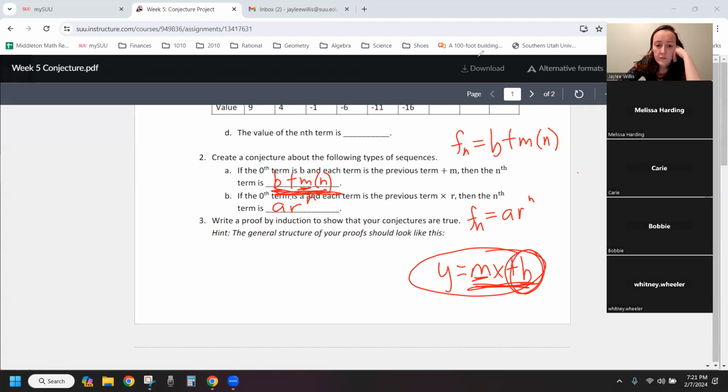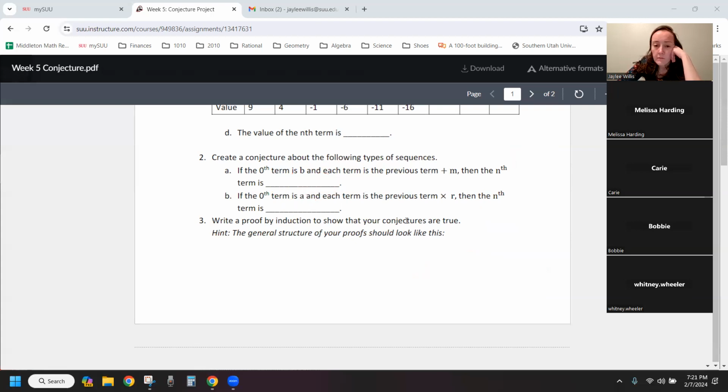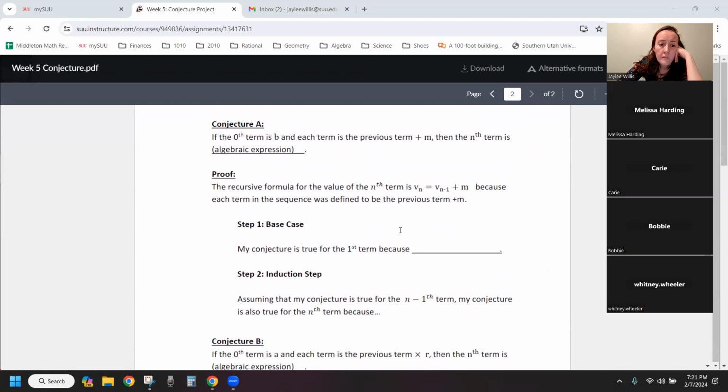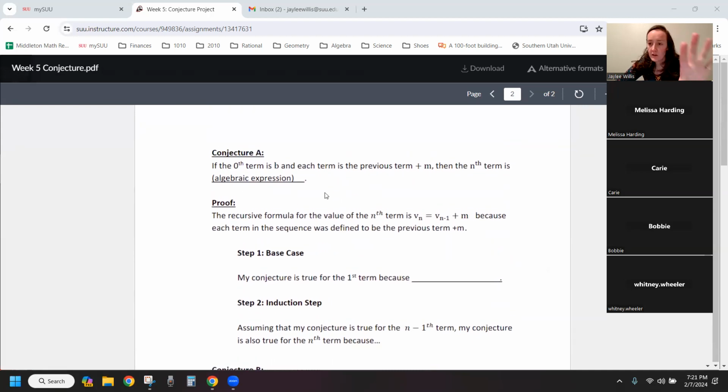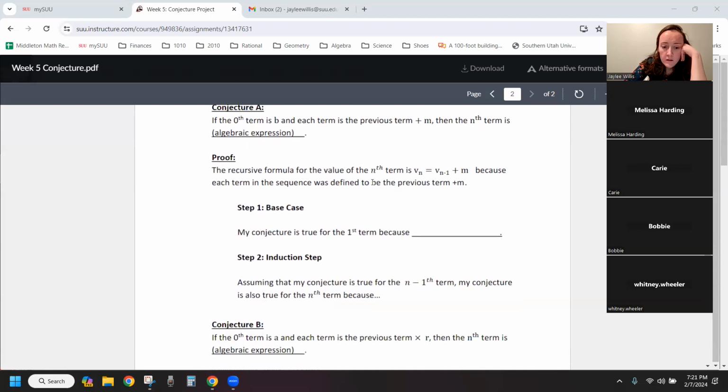So I'll go ahead and clear these really quick because I'll be able to remember those. So for conjecture A, I kind of gave you guys the structure of it. Basically, you would say that the nth term is that expression that we just found, let me scroll up a little bit. So you'd say that the nth term is going to be b plus m, n number of times. And if you want to, you can use function notation for that.